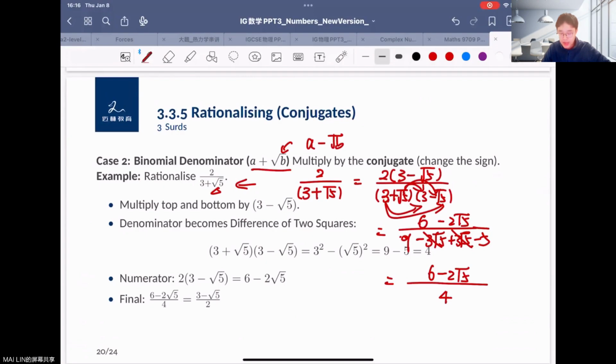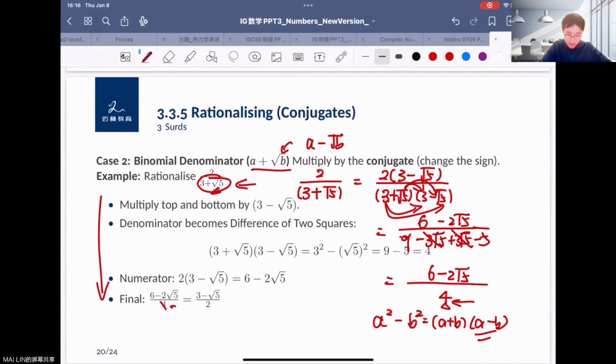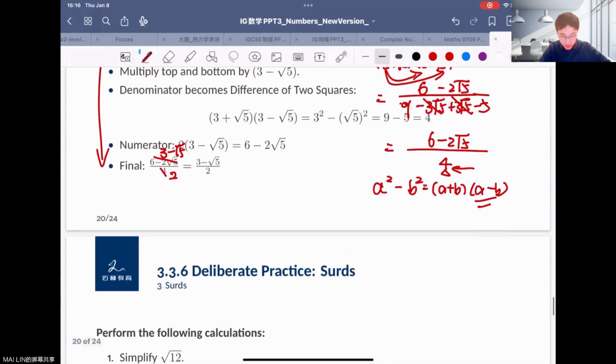So for this number, you can see it switches from 3 plus square root 5 to 4, right? We're just using the formula a squared minus b squared equals a plus b times a minus b. So if we multiply by a minus b, making a product, you can find it becomes an integer. Okay, so this is the total process, and you can then divide by 2, and it's 3 minus square root 5 over 2. Okay, that is how to rationalize these problems. They are very important.